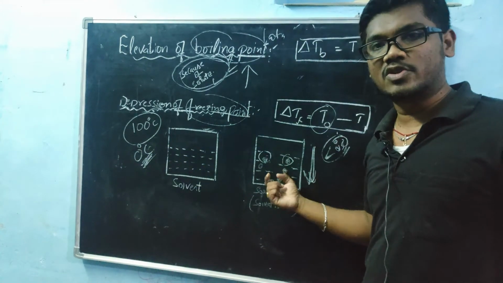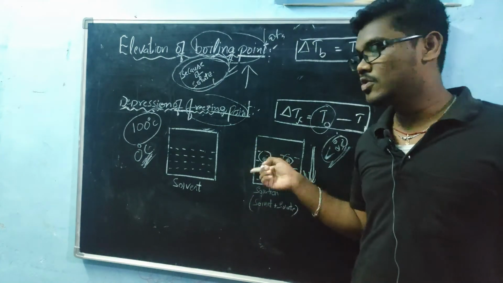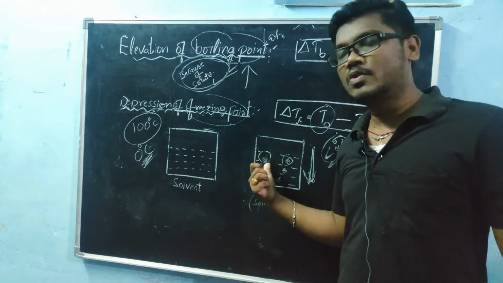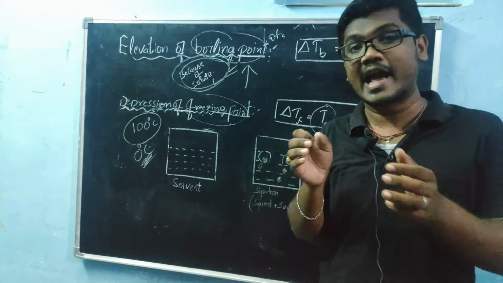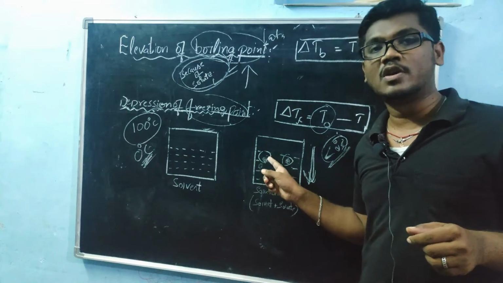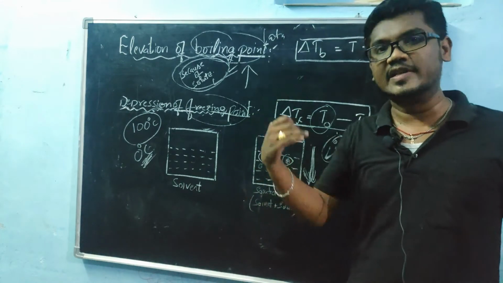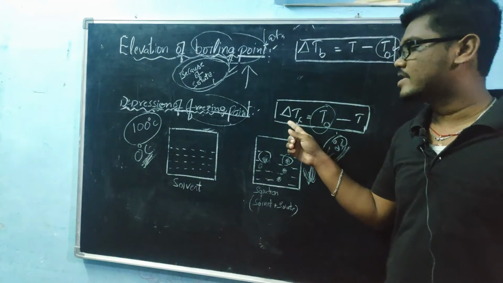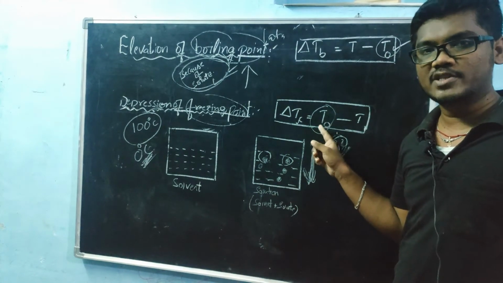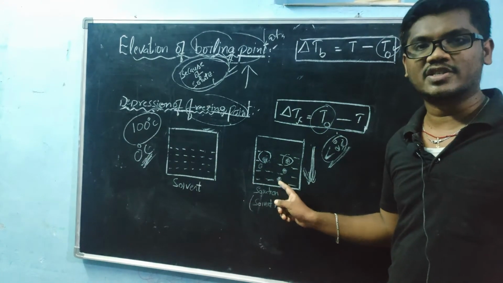If you consider the salt solution, the freezing point should be less than 0 degrees centigrade, because during the solidification process, the solvent molecules come closer. But the large solute particles present in the solution prevent the aggregation. Therefore, if we want to overcome the force exerted by the solute on the solvent, we have to decrease the temperature. Therefore, the freezing point decreases. It can be represented as delta TF equal to T naught minus T, where T naught represents the freezing point of the pure solvent, while T represents the freezing point of the salt solution.